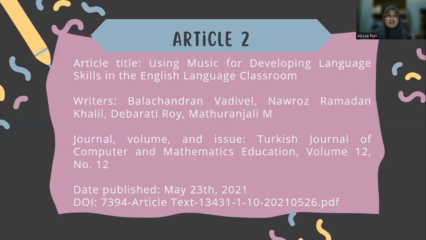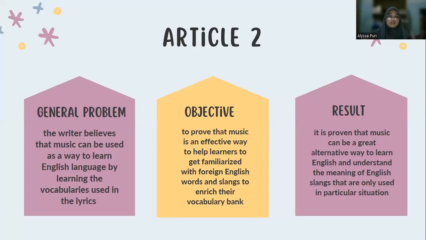Next, article number 2, titled Using Music for Developing Language Skills in the English Language Classroom, written by Bahacharan Fadival, Naurosh Ramadan Khalil, and others. Article 2's general problem is that the writer believes that music can be used as an alternative way to learn English language by learning the vocabularies used in the lyrics and to show that English is a universal language and that everyone can understand it, especially with rhythm.